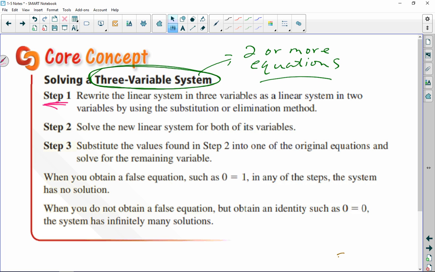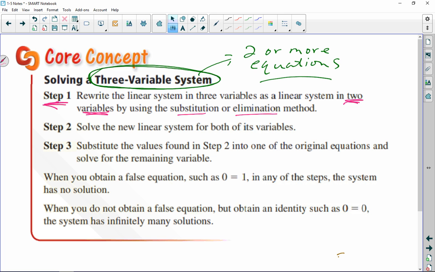We want to rewrite the system in 2 variables, either using substitution or elimination. So how many variables are we going to start with? 3, right? And if I want to rewrite it in 2 variables, what does that mean? That means I need to eliminate one of the variables.